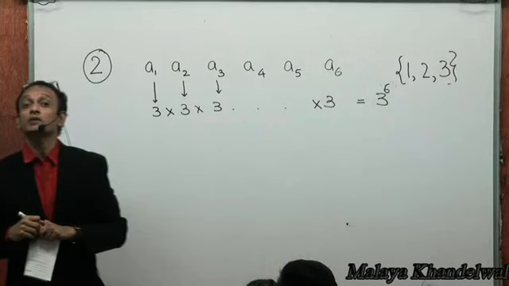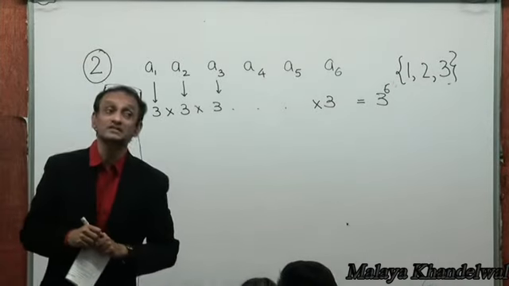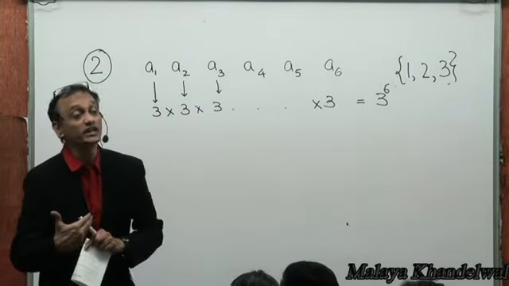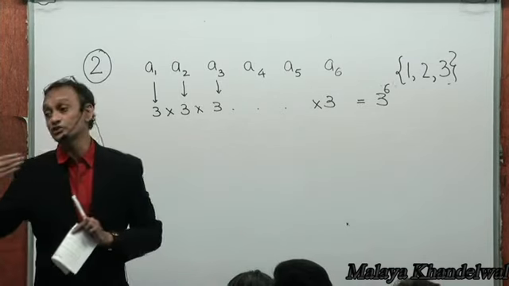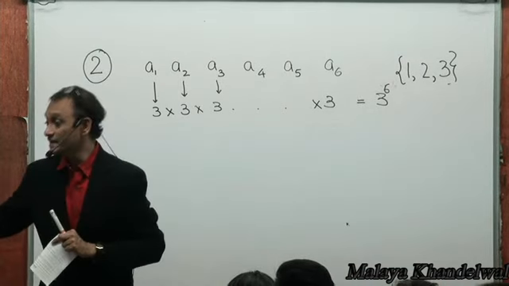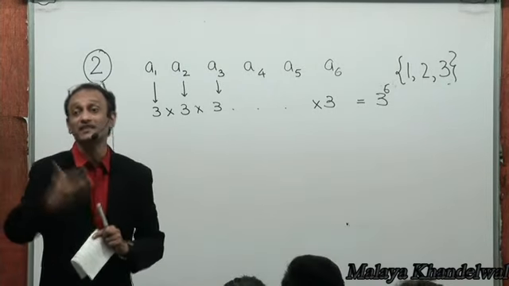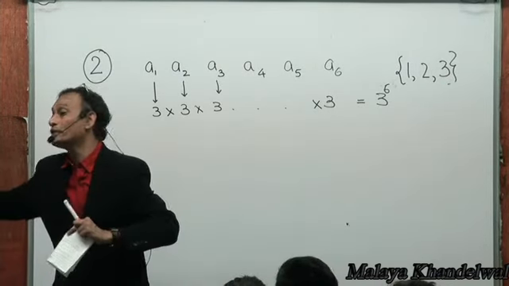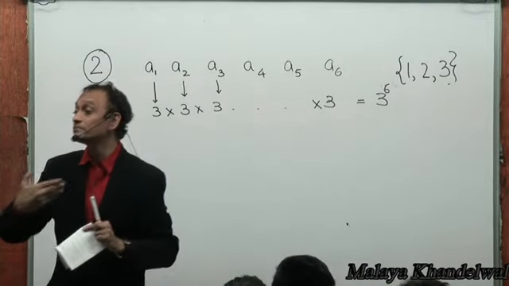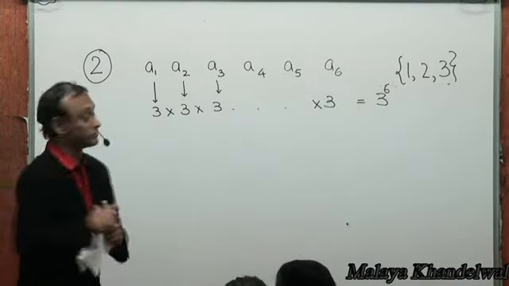Now, let me find out amongst them ones that don't contain 1, ones that don't contain 2, ones that don't contain 3, ones that don't contain 1 and 2, 2 and 3, 3 and 1, ones that don't contain 1, 2 and 3, and deploy the principle of inclusion and exclusion.